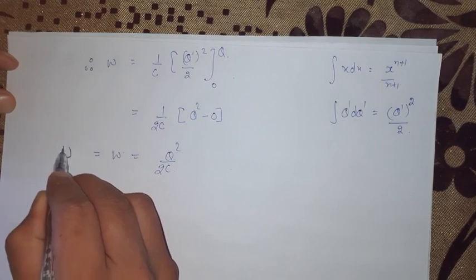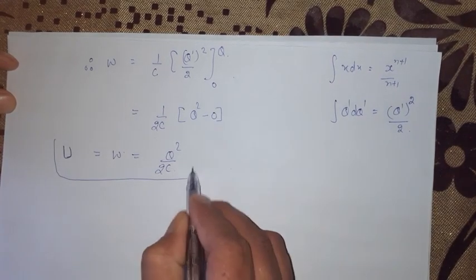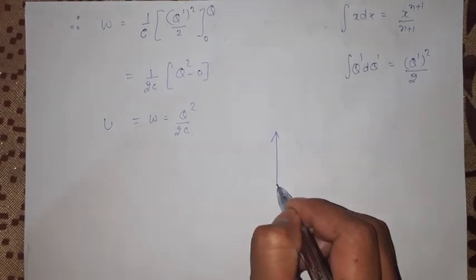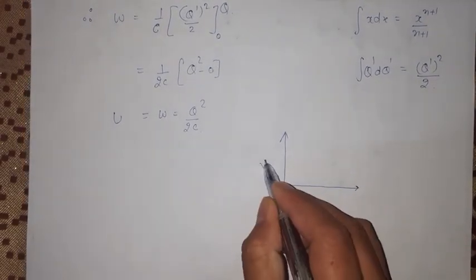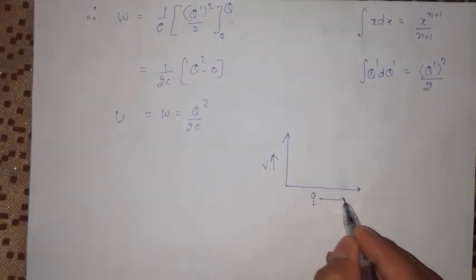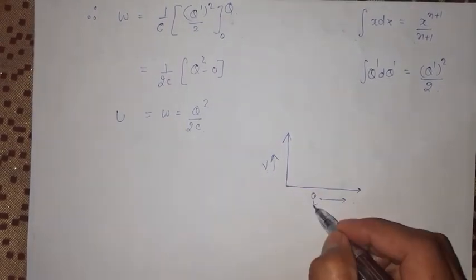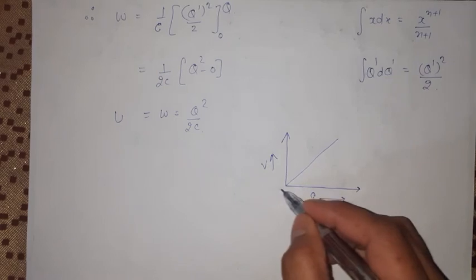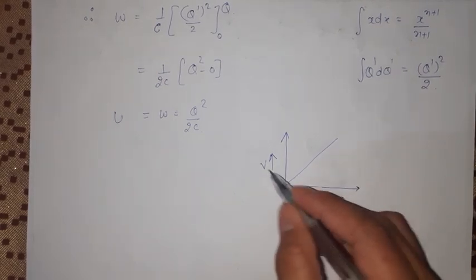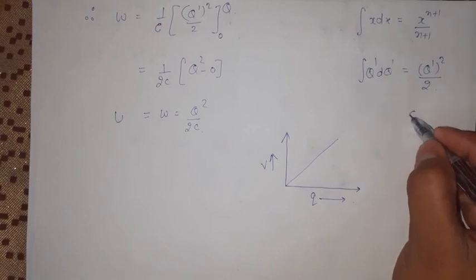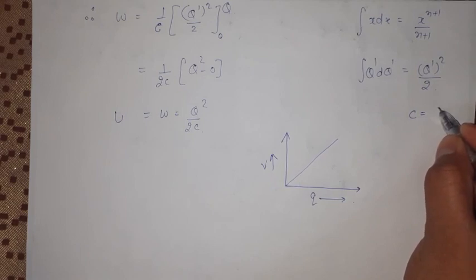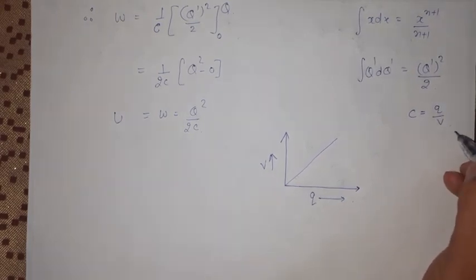So potential energy is U. Okay, this is the potential energy which gets stored in the capacitor. If a graph is given between the potential difference and the charge, as potential difference is directly proportional to the charge, we will have a straight line graph. Okay, what you can calculate from this straight line graph is the capacity, which is given by Q by V. Okay, from this formula you can calculate.